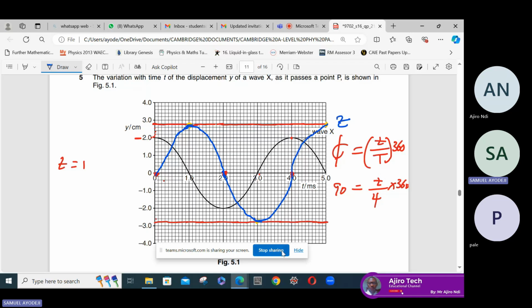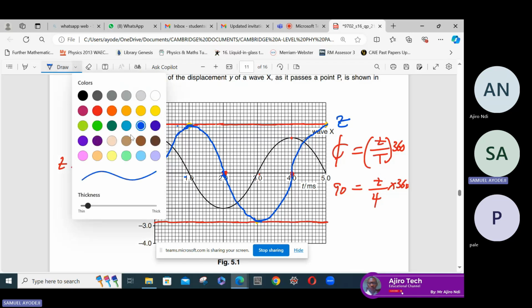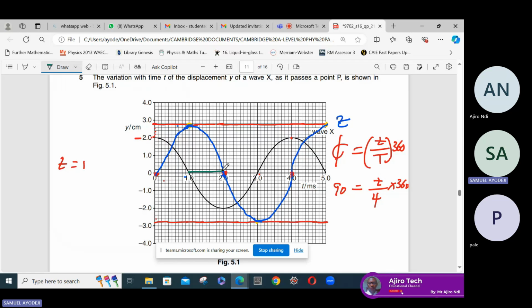Any question with that? You can see now the amplitude is correct, and look at the difference in time. It's 1, 1, 1, 1. From here to here is 1, the same thing from here to here, 1, 1. So this is what you have to do. Is it understood? Yes, sir. Okay.